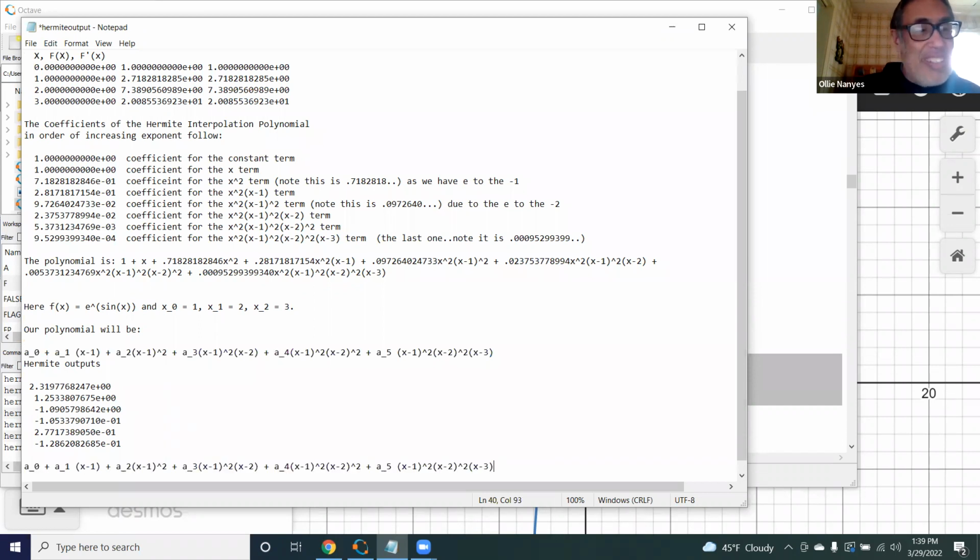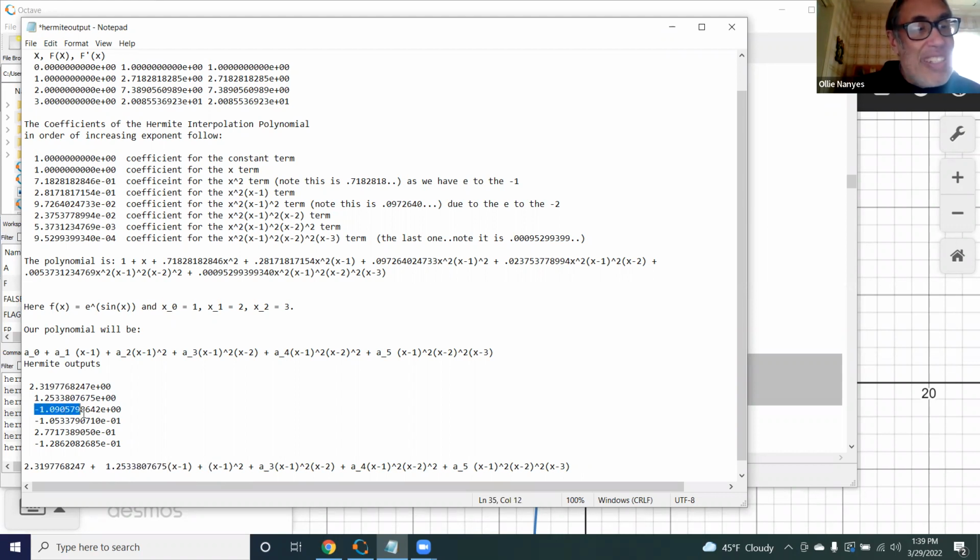And let's just do this. Now your a0 is just going to be this. So let's get rid of that and replace it by the coefficient. a1: let's get rid of that and replace it by the coefficient. Copy, paste. Let's get rid of this and replace it by the coefficient.